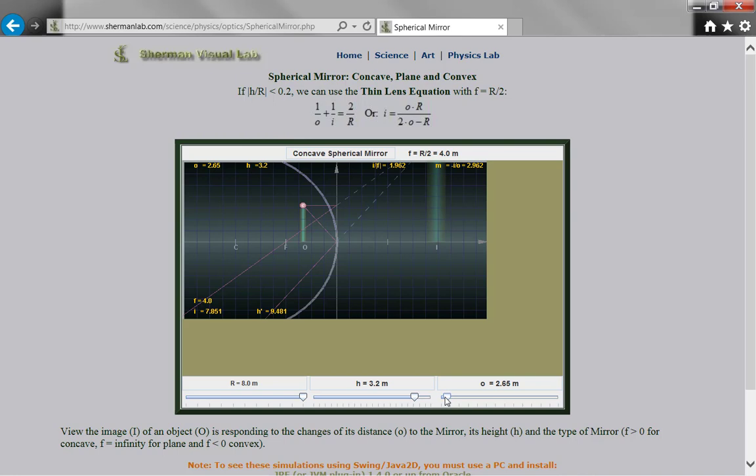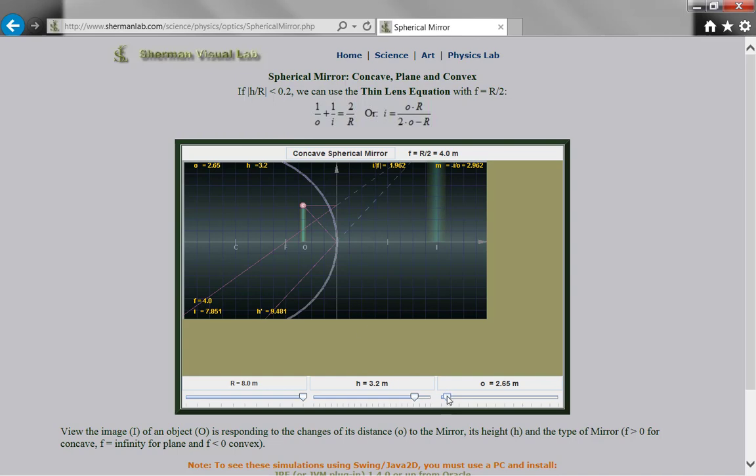Okay, so summarizing. With a concave mirror, I can get a real, inverted, smaller image. I can get a real, inverted, larger image. Or I can get a virtual image, and notice it is upright, so it's going on the same side of the central line. And it is bigger. So it's virtual, upright, and bigger, or you might say magnified.